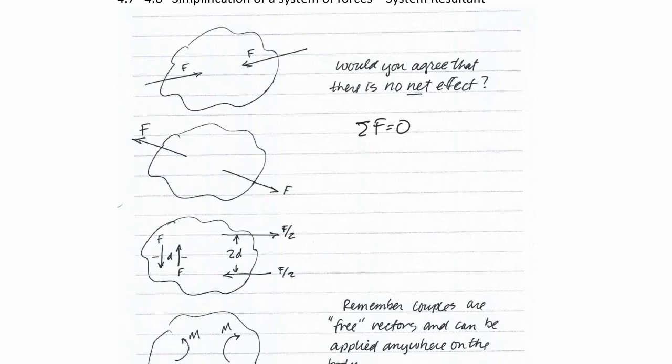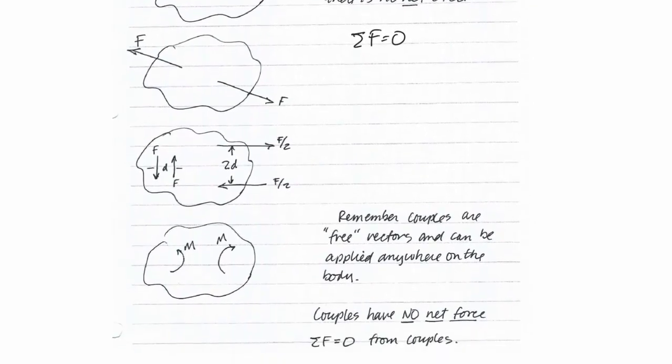How about if I apply a couple? Let's put a couple here onto this random object. We're going to say I'm going to have a force and another force separated by a distance. That's clearly going to have a couple moment going in this direction, in the counterclockwise direction.